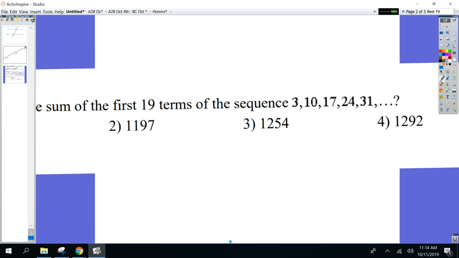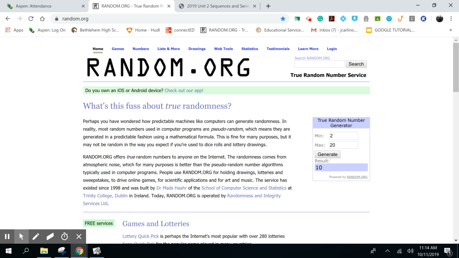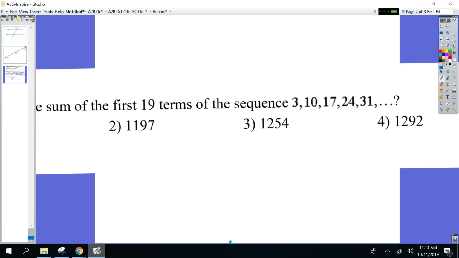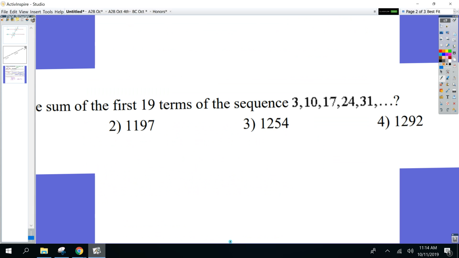Okay, what type of sequence am I dealing with? 17, what type of sequence? 4, what type of sequence? That is arithmetic, and I'm asking for the sum. So what am I going to have to create? A sigma here. I'm going to have to create a sigma.